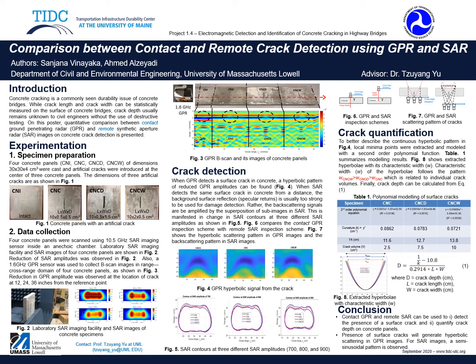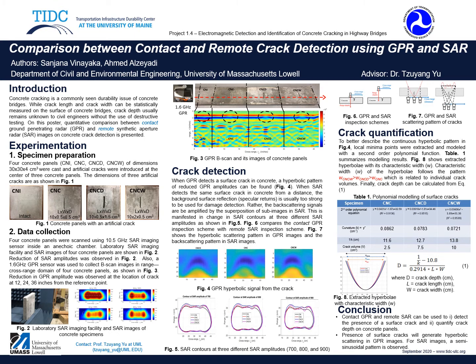The first is ground penetrating radar, GPR, which uses the contact technique. Second is the synthetic aperture radar, or SAR, where inspection can be carried out remotely. A quantitative comparison between the contact ground penetrating radar images and the remote synthetic aperture radar images for concrete crack detection is presented in this poster. While concrete cracks are highly random and their geometry varies considerably, we begin our preliminary study with artificial cracks of regular geometry in laboratory conditions.